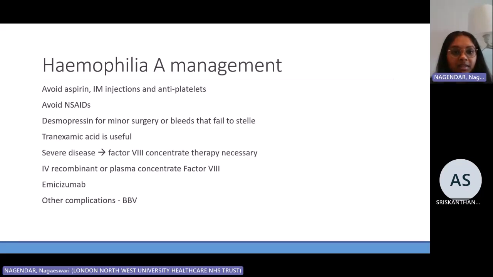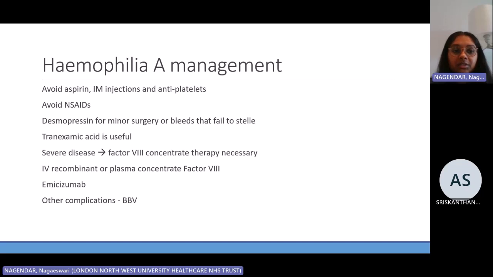If we consider the management of Haemophilia A, often there's a lot of avoidance that's involved in these conditions. So patients will be told to avoid NSAIDs due to the increased risk of GI bleeding, to avoid aspirin, IM injections, and other antiplatelets such as clopidogrel or ticagrelor. And these are all because they increase the bleeding risk. Desmopressin can be given, and this is often given for minor surgery or bleeds that just fail to settle. And desmopressin can release factor VIII from the blood vessel walls.